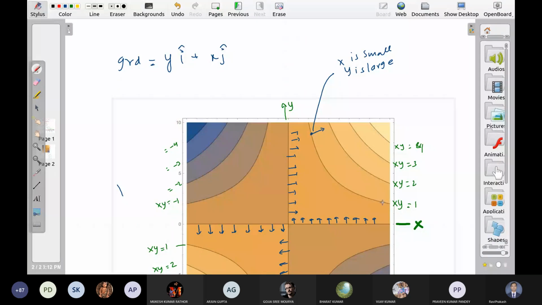What about this point? X is large, y is small. Y small means horizontal component is small, vertical component is large. So gradient is in this direction here. Similarly, you can check at all other directions. It behaves like this. Okay.